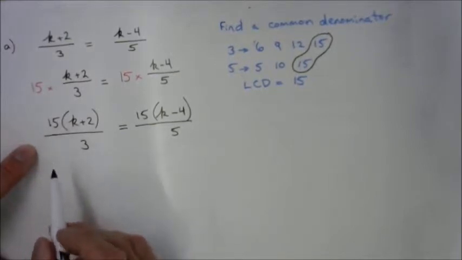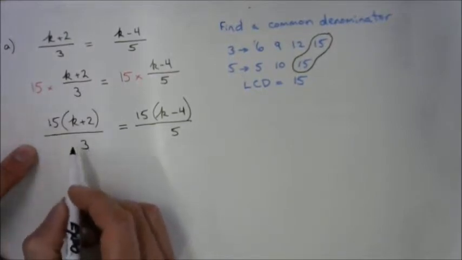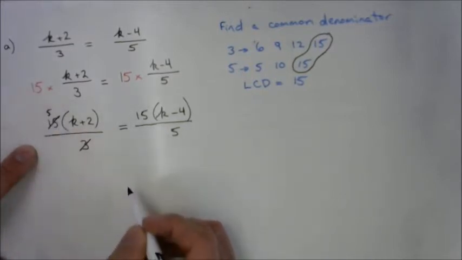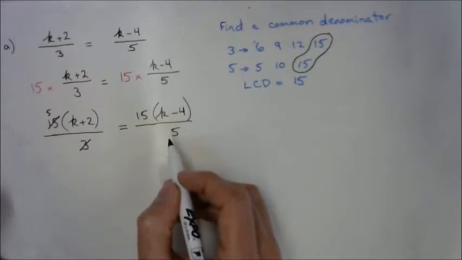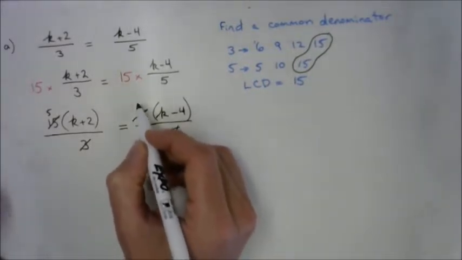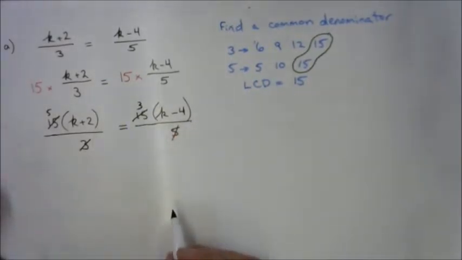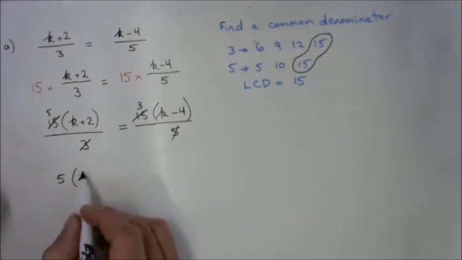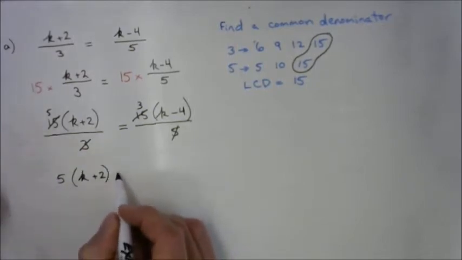Now look, we have 15 divided by 3, which becomes a 5. And over here, what's going to happen? The 5 disappears, the 15 and 3 cancel out, and we have 3 left at the top. Now we use the distributive property. So now let's rewrite what we have.